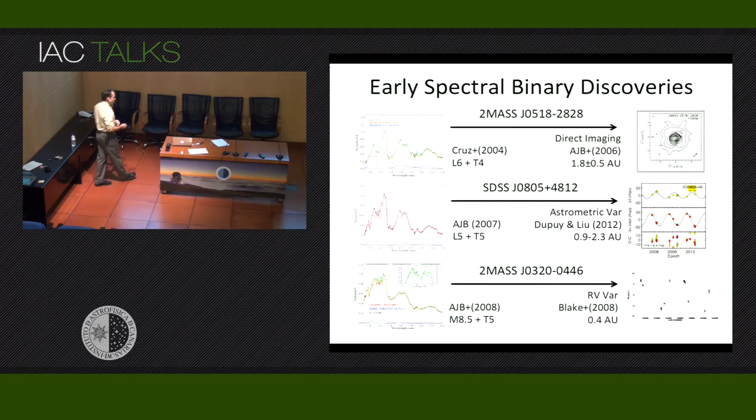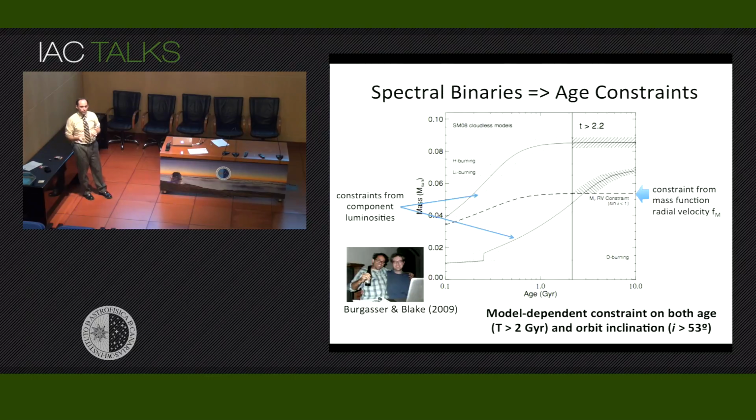Now, it turns out when you have some knowledge of the atmosphere and some knowledge of the masses, either from an orbit or radial velocity variability or something like that, you can actually start to make some really stringent constraints on the properties of these systems. And so this is my collaborator, Kellen Blake, and together we've been doing some modeling where we can actually take the properties that we get from the spectral binaries, the luminosities of the two components, and the properties we get from the orbits, and make both mass and age constraints on these systems.